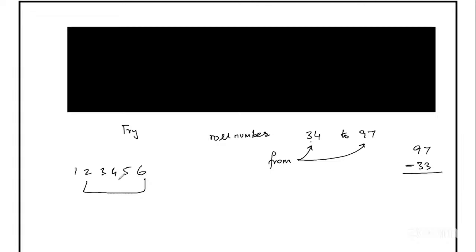So we know 2 to 6, we can count there are 5 students. 1, 2, 3, 4, 5, 6, there are 5 students. So if you were to do 6 minus 2, then you end up getting a wrong answer.